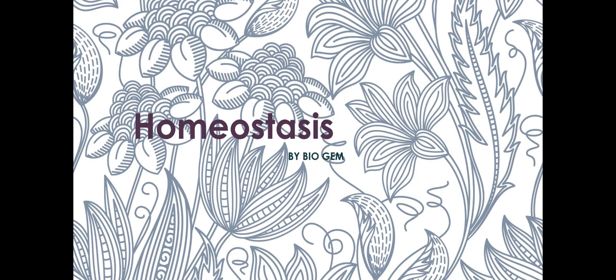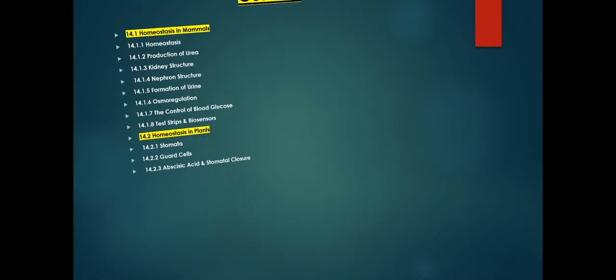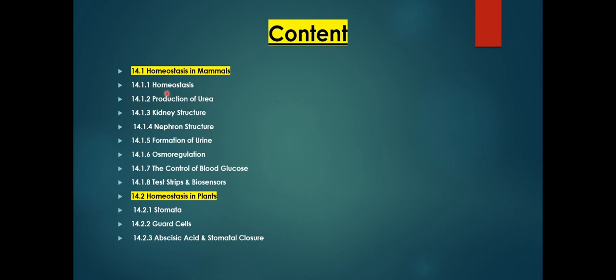Now this chapter is a really simple chapter. It comprises really simple topics and simple processes that are not hard to memorize, so I hope you guys understand the video. This chapter consists of these topics you can see here: homeostasis in mammals and homeostasis in plants.